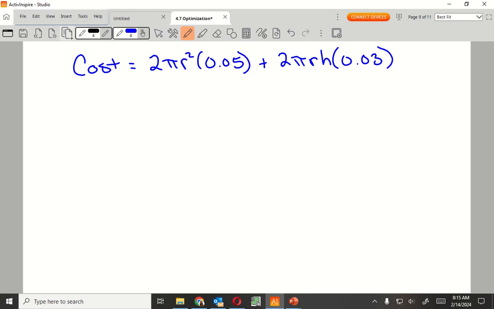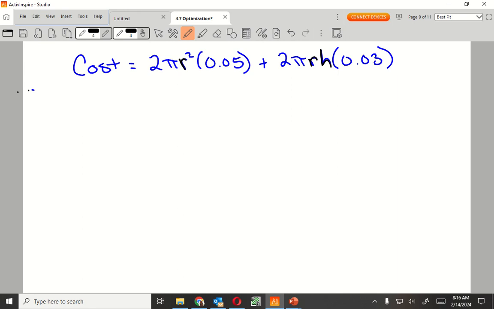Okay? Now, I have too many variables here. What are the variables I'm using in this problem? I have an R right there, and an R right there. What else do I have? I have an H, don't I? So since I have too many variables, I need to look at my other formula so I can isolate and replace one of the variables.